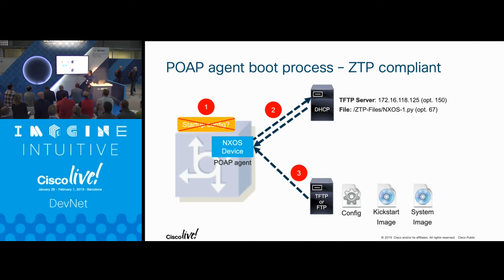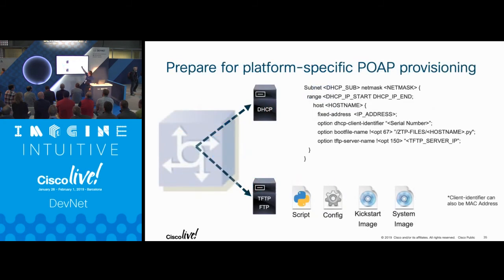And on that server, config, a kickstart image, a system image, I put all those in there. Now, building this as an example, this is going to look very similar to what we showed with IOS XR. It also can leverage the DHCP client identifier in the more recent versions of NXOS. So I can use a serial number to identify it. I could also use the MAC address to be the identifier if I wanted.